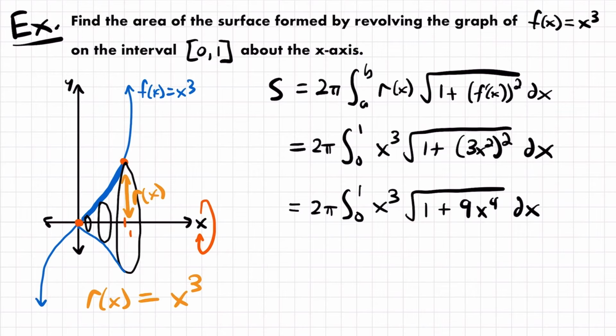We have the square root of 1 plus 9 times x to the 4th power. That is our composite function, where the outside function is the square root, and the inside function is 1 plus 9x to the 4th power. And so we're probably going to want to set the inside function of the composite function equal to u, but we want to make sure that the derivative of that function can be found within our integral as well.